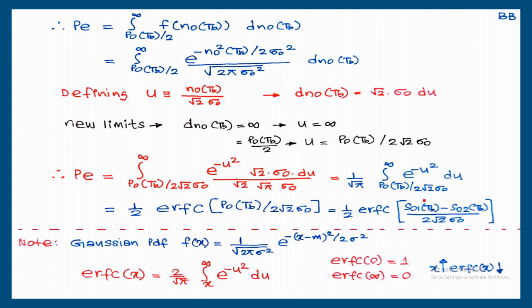So the numerator is a signal quantity and the denominator is a noise quantity. So as the signal to noise ratio increases, the probability of error decreases.